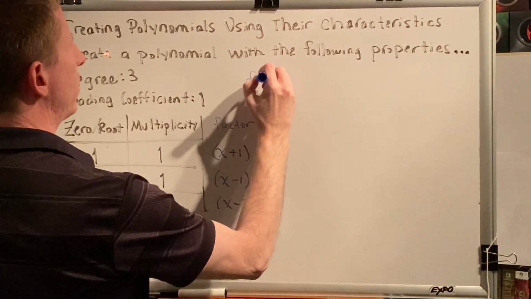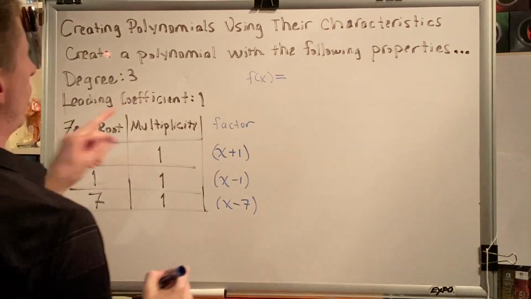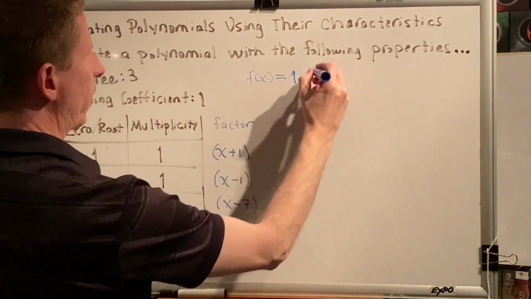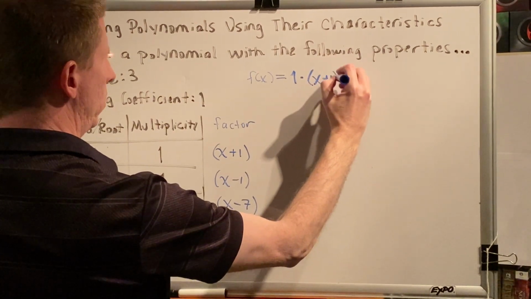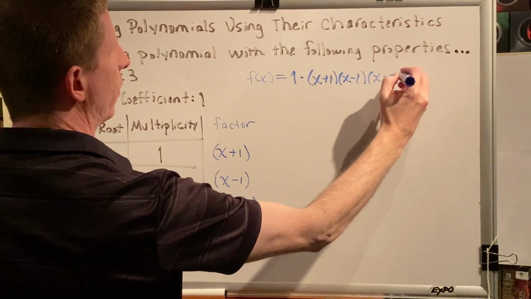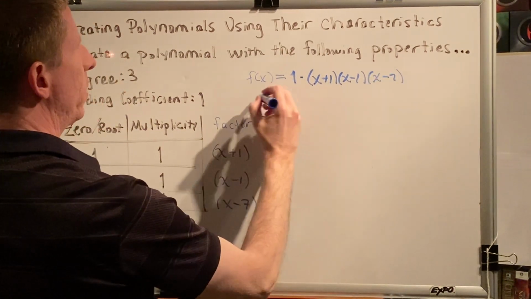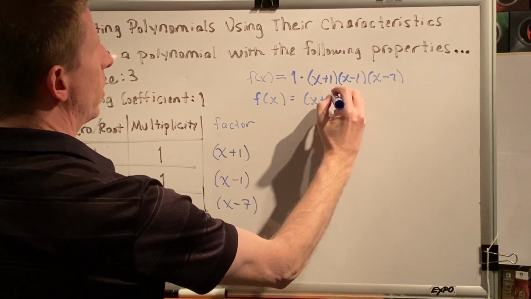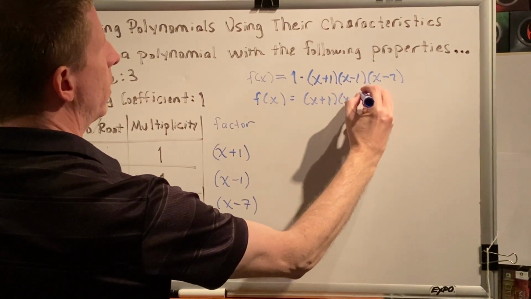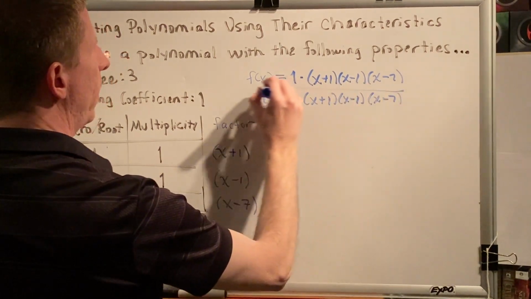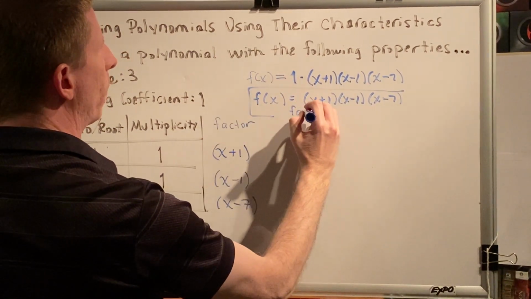So f of x equals our leading coefficient, which is 1, times all of our factors. So we have x plus 1, x minus 1, x minus 7. Anything times 1 is itself, so this simplifies to simply x plus 1, x minus 1, x minus 7. This is our answer in factored form.